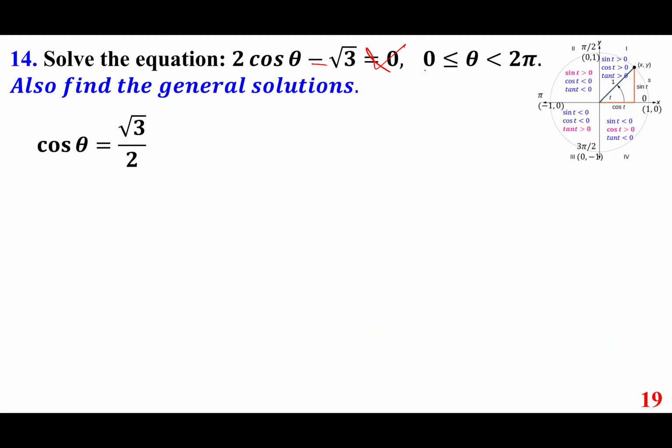It's a common arc between 0 and 2 pi. Theta is either pi over 6 or 11 pi over 6. Please understand, this is a common arc, and the reference arc is pi over 6. Cosine is positive in the first and the last quadrant. And over here, we put 2 pi minus pi over 6. And we end up with 11 pi over 6. So that's pretty straightforward.